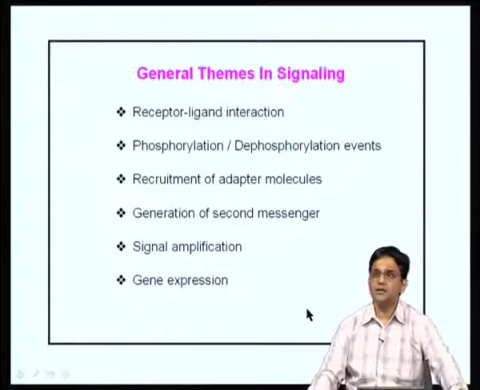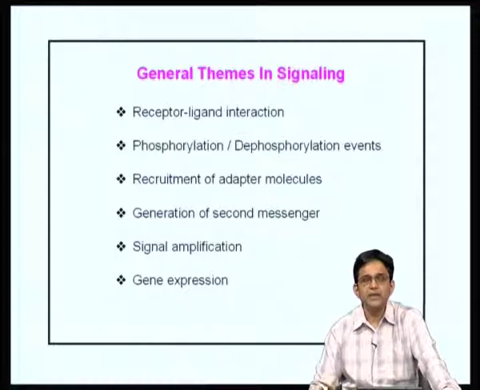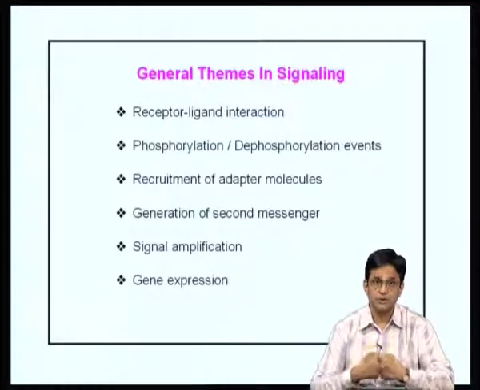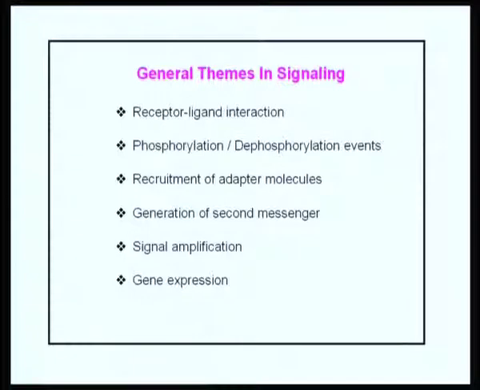Now in terms of general T cell activation, the way I look at it is, there are some general themes, and I think as long as students understand the themes, then they will understand the nitty-gritty details. So in terms of themes, you have first receptor ligand interactions, which is important in terms of specificity. Then you have phosphorylation, dephosphorylation events, followed by recruitment of adapter molecules. And adapters are important because they can recruit other molecules that would amplify the signal. You have generation of second messengers, then signal amplification, and then ultimately gene expression.